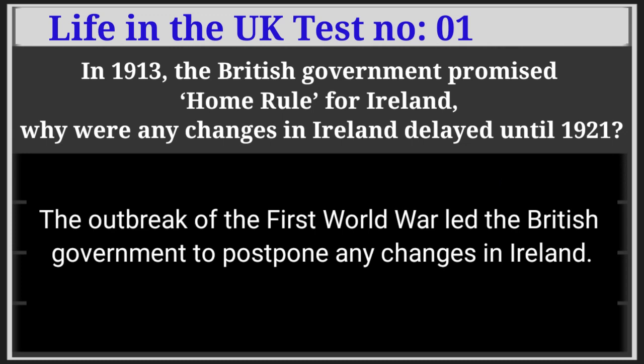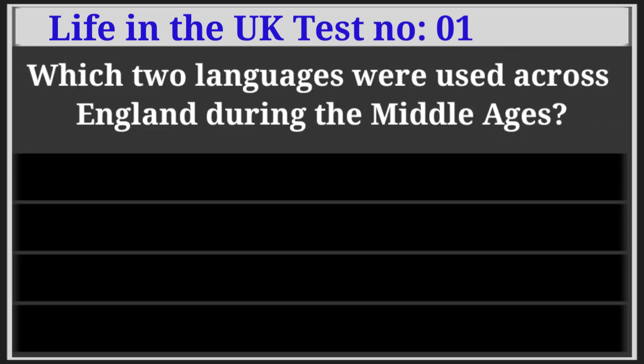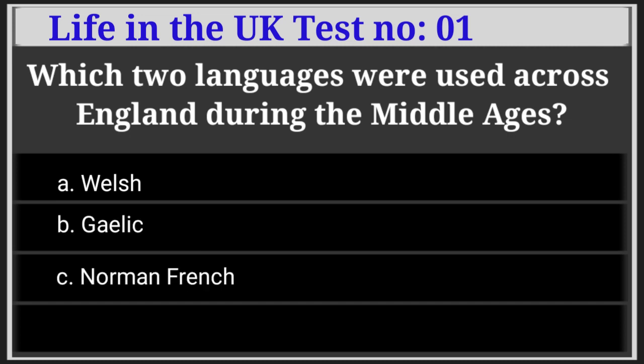Life in the UK test. Question 18 of 24. Which two languages were used across England during the Middle Ages? A. Welsh. B. Gaelic. C. Norman French. D. Anglo-Saxon. The correct answers are C. Norman French. D. Anglo-Saxon.